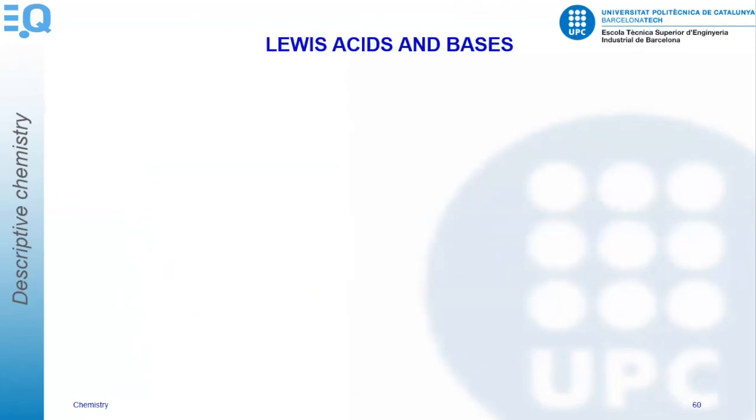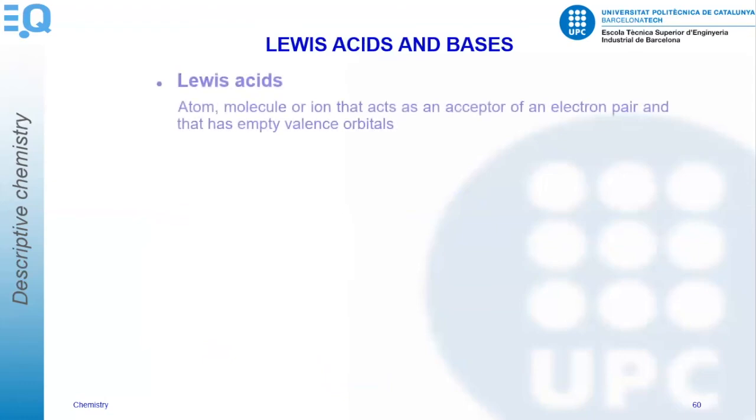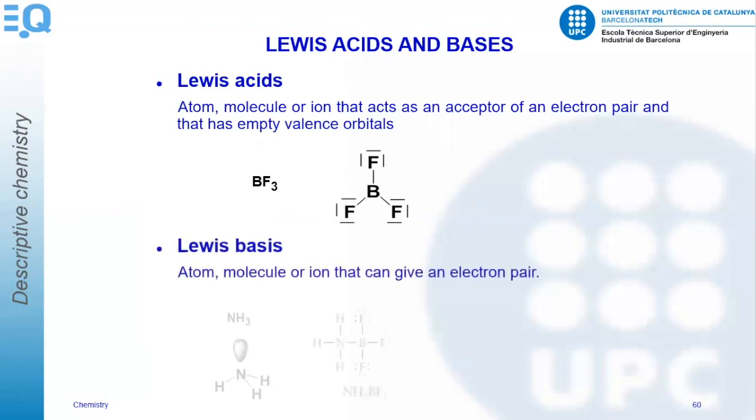Let's explain Lewis acids and bases. In a simple way, a Lewis acid is an atom, molecule or ion that has empty valence orbitals and therefore can accept an electron pair. A Lewis base, on the contrary, can give an electron pair.